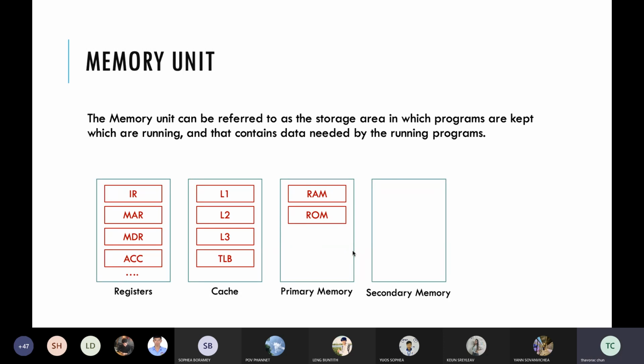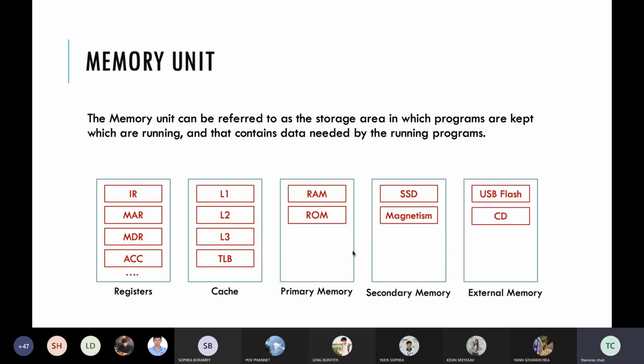And then we have secondary memory here. We have the SSD, we have the magnetic disk, and then we have the external memory like USB flash, CD. So all these components are considered a memory unit. They have their own functionality, but what is the same is they are used to store data.